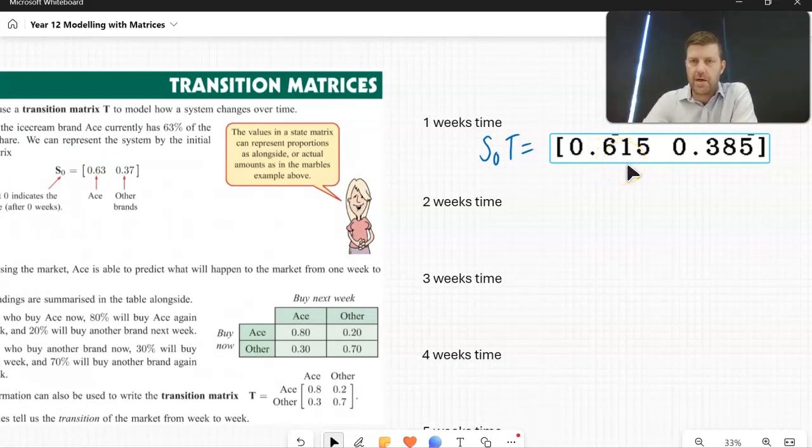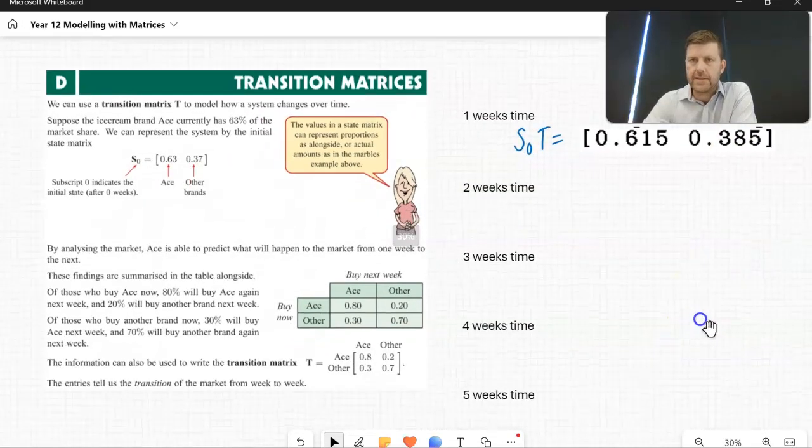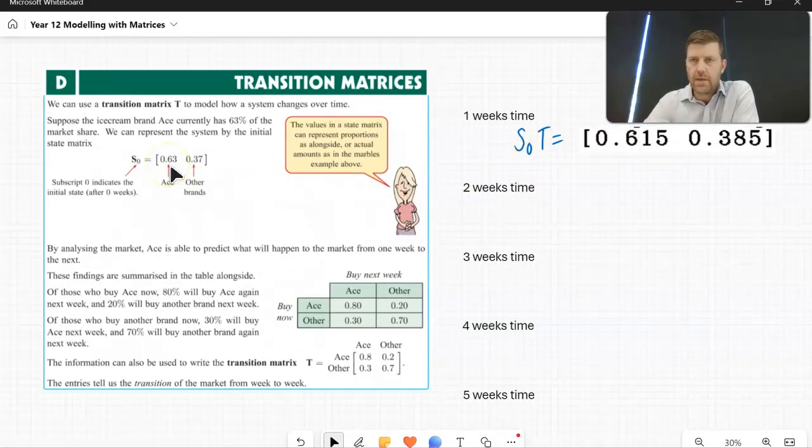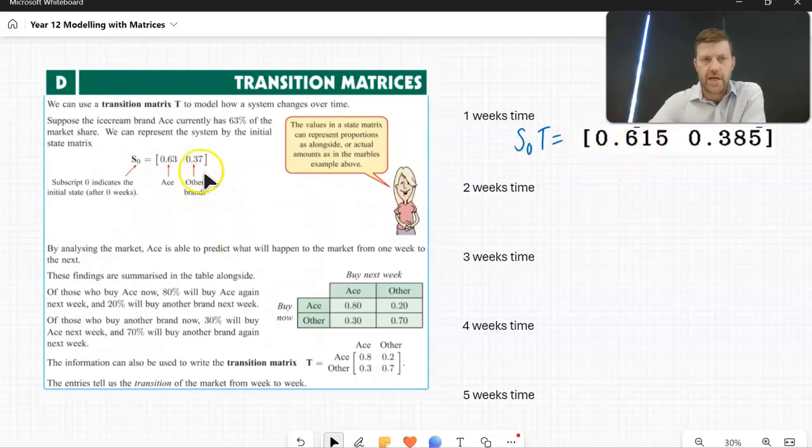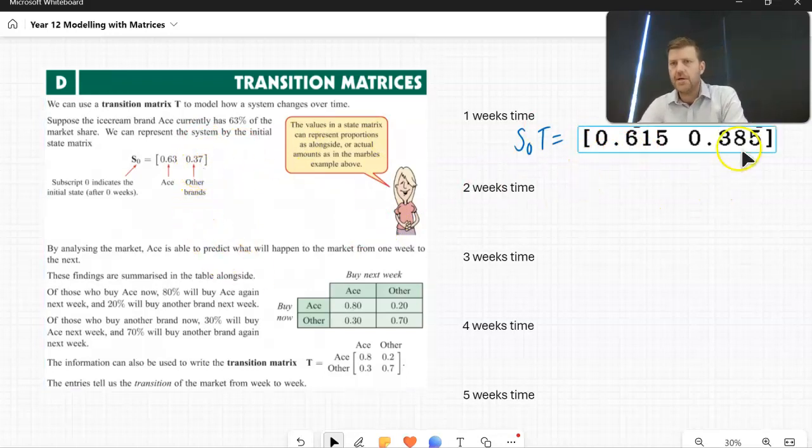61.5% of the market will still belong to Ace, and 38.5% of the market will belong to the other brands, okay? Now you can see that that's actually a decrease. After 1 week, the market, which was initially 63% purchasing Ace, has now reduced to 61.5%. And obviously the other brand market share has increased from 37% to 38.5%, okay?